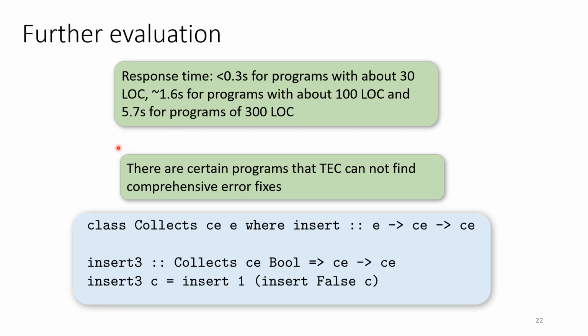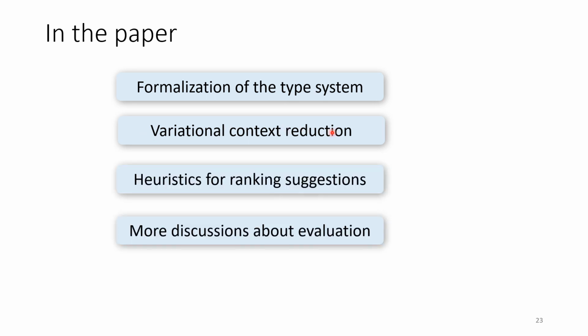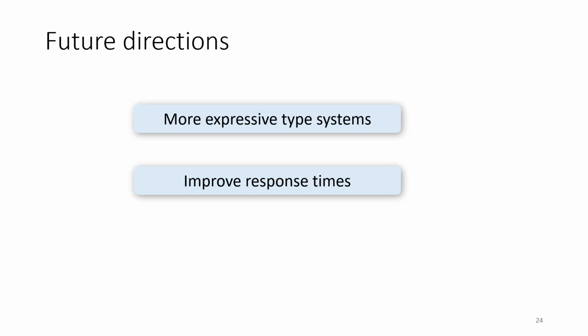In some cases, our approach doesn't generate comprehensive error fixes. I would defer the discussion to the paper. We also have a formalization of the type system and an algorithm for variational context reduction, and also heuristics for ordering suggestions, and more discussion about the evaluation. In the future, we plan to extend our idea to more expressive type system features, and we want to improve response times.